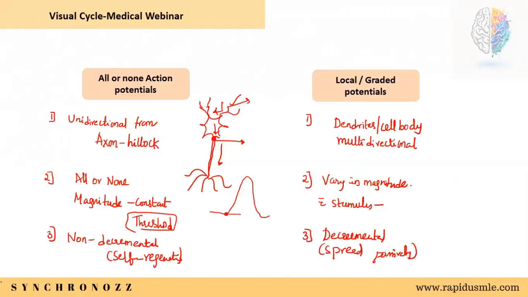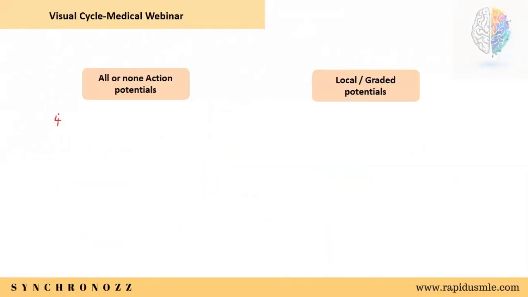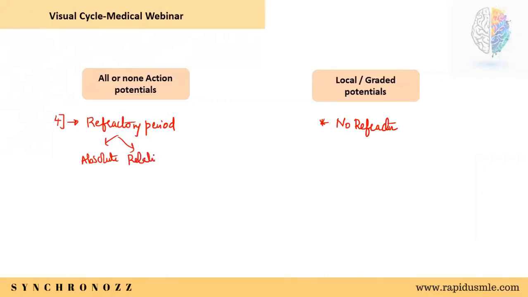And the fourth difference is, let me erase the text here. Refractory period is a property of all or none action potential, whereas local or graded potentials have no refractory period. When it comes to refractory period, there are two segments: absolute refractory period and relative refractory period. Both are present in all or none action potential. They're absent in local or graded potential.